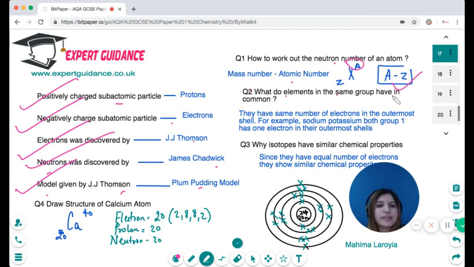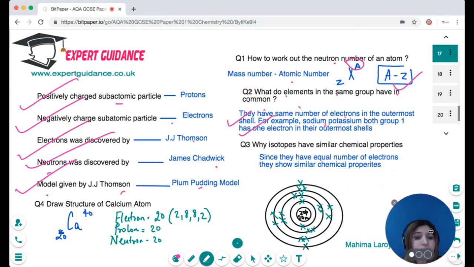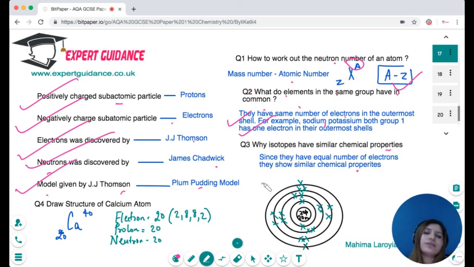What do elements in the same group have in common? They have the same number of electrons in their outermost shell. So for example, sodium and potassium both belong to group 1, and have 1 electron in their outermost shell. Why do isotopes have similar chemical properties? Because they have an equal number of electrons, so they show similar chemical properties.